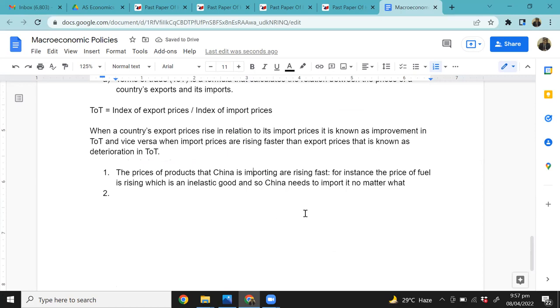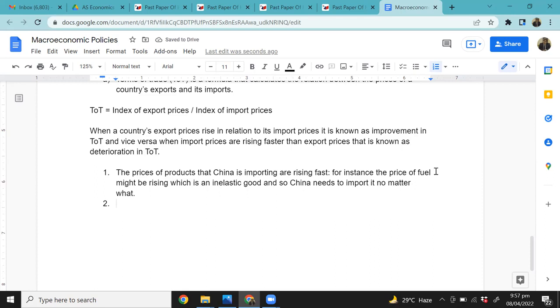Now, the causes we have already mentioned: the prices of products that China imports are rising fast. For instance, the price of fuel might be rising, because we're not just talking about the present time, we are talking generally. And fuel is an inelastic good, so China needs to import it no matter what. That's one thing.